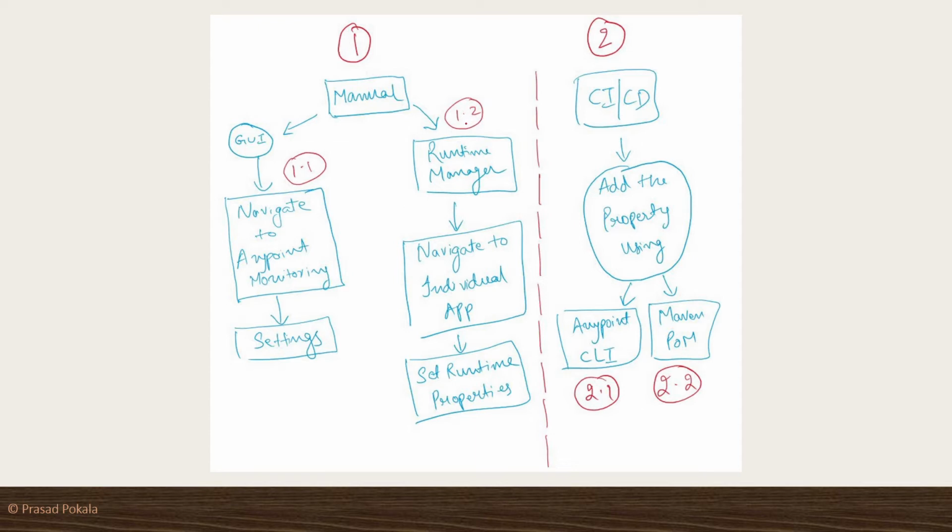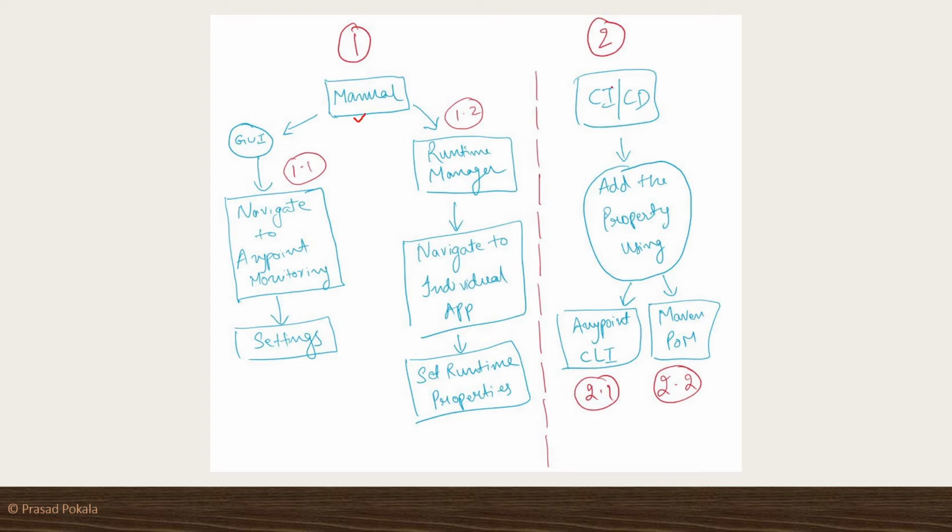The second manual way is using the Runtime Manager, where we can update the CloudHub properties with a particular runtime property for each individual app, and once the property is updated and the app is restarted, the monitoring is enabled on that particular app. This is a bit tedious because we have to go to every single app and add the CloudHub property, compared to the other way where we can go to the Anypoint monitoring UI and enable it for all the apps at a single place. But both fall under the manual way of enabling the monitoring.